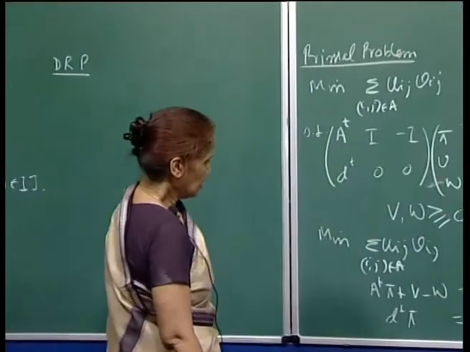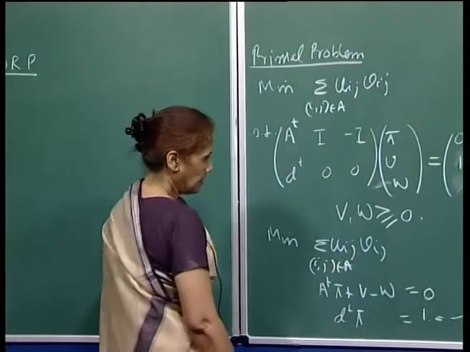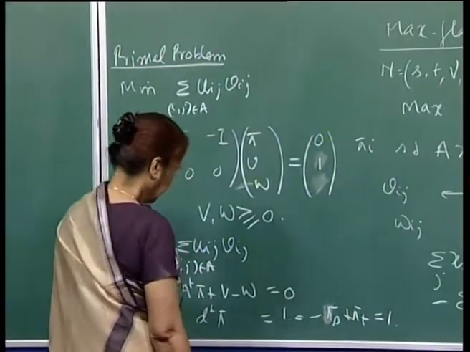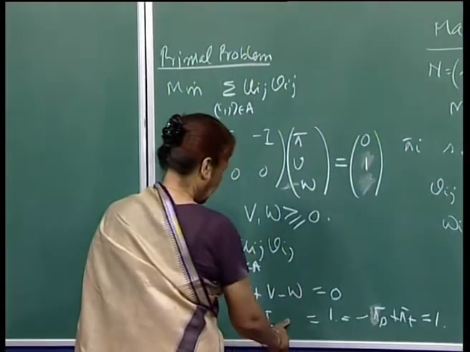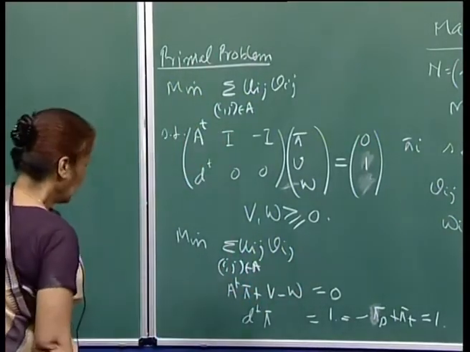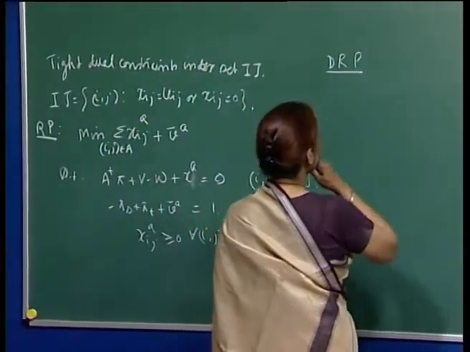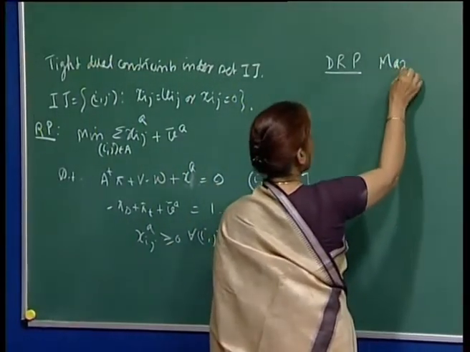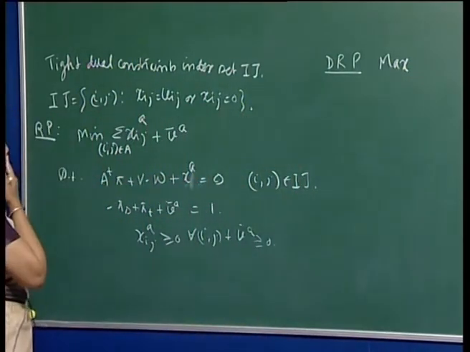By the way, here I should not have written this. So this was xij, and I could have written something else here, but let us see. Okay. So anyway, I will try to write. So this will be maximize. Let us write the restricted dual now.